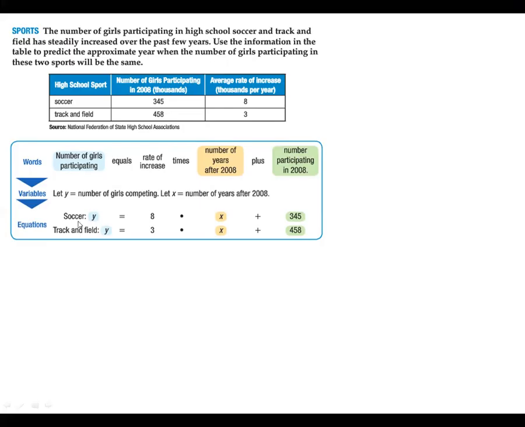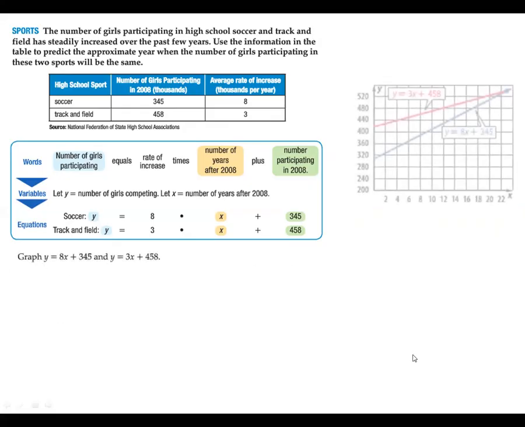So for soccer, it'd be y equals 8x plus 345. And for track and field, you have 458 is the initial amount and 3 thousand people per year. So y equals 3x plus 458. So those are our two equations, and we'd want to graph both of those.